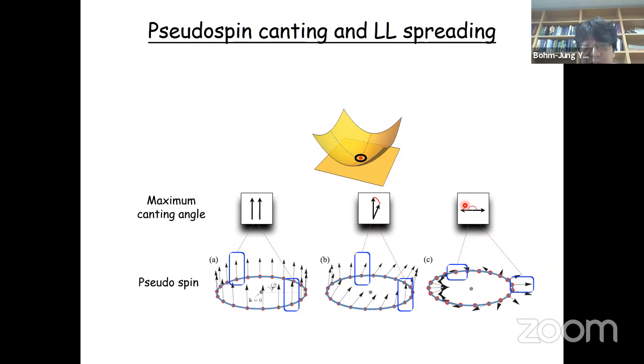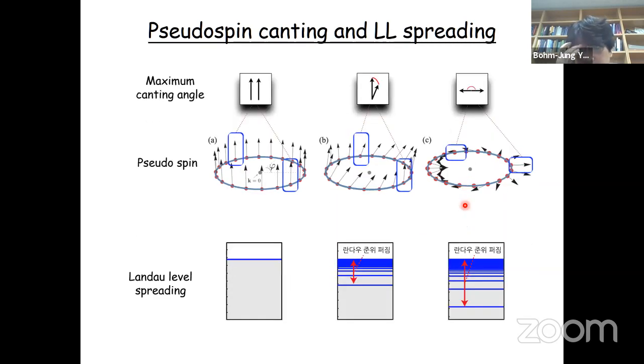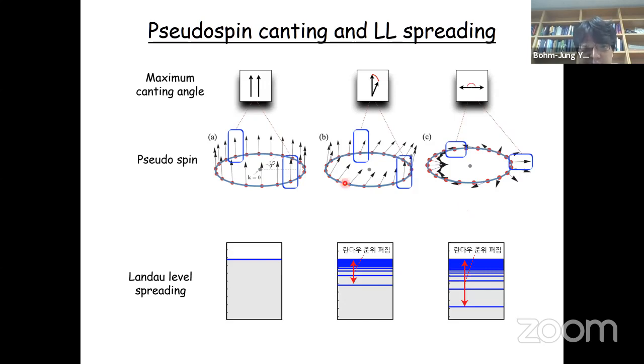In each case, if you look at the Landau level spectrum, it looks like this. In the case of the non-singular flat band, we don't see any spreading of the Landau level. But for this singular flat band, we see a finite spreading of the Landau level. And finally, for this singular flat band, we see a large spreading of the Landau level. So this means that the total spreading is proportional to the maximum canting angle.